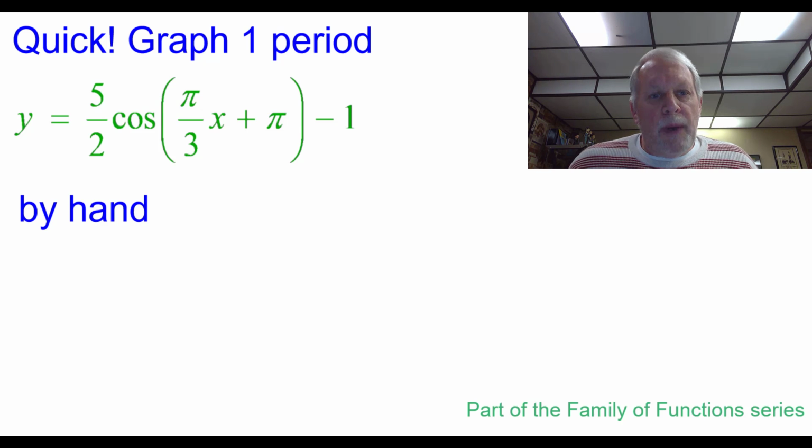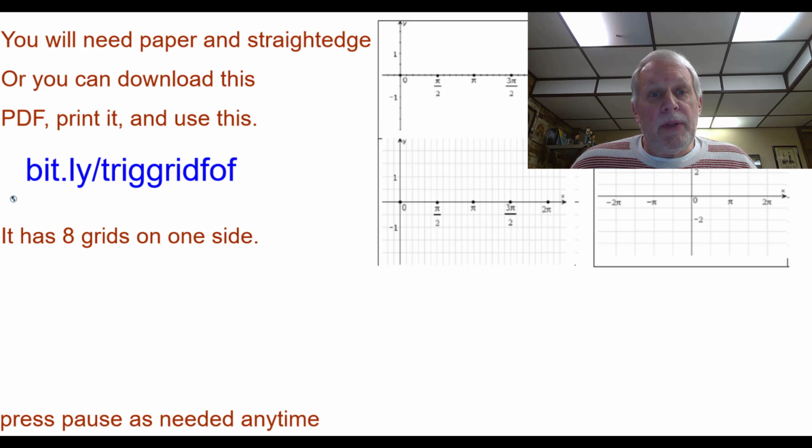Quick, graph one period of y equals 5/2 times the cosine of the quantity pi over 3 times x plus pi, minus 1, by hand. This is part of the family of functions series. You will need paper and a straight edge, or you can download this PDF and print it. Press pause as needed anytime during this video.